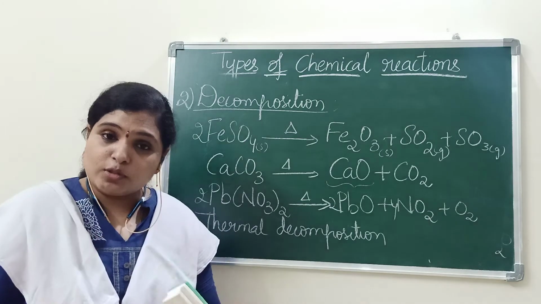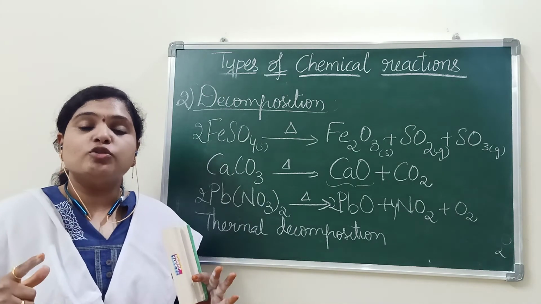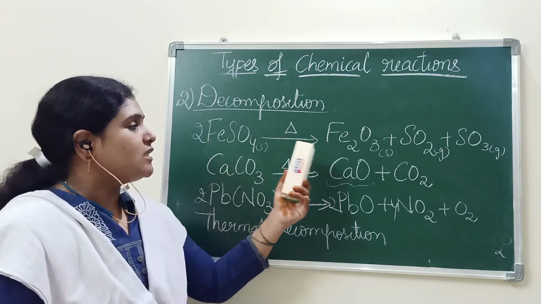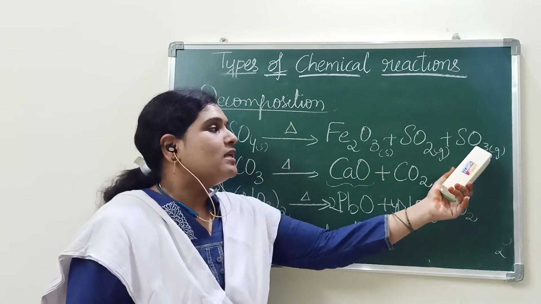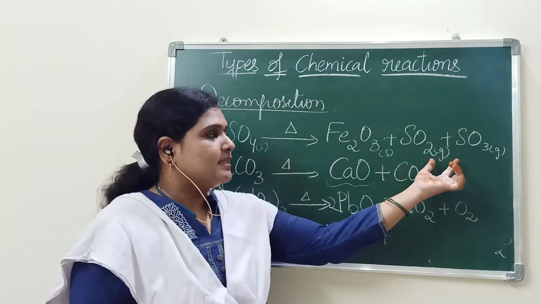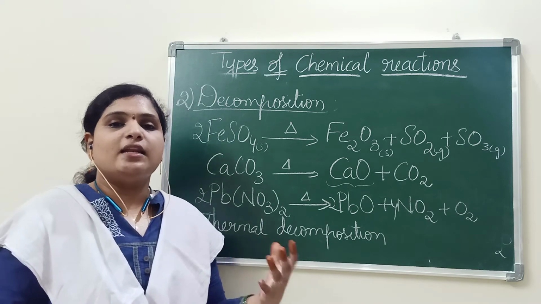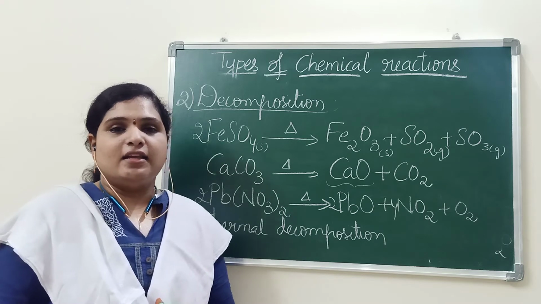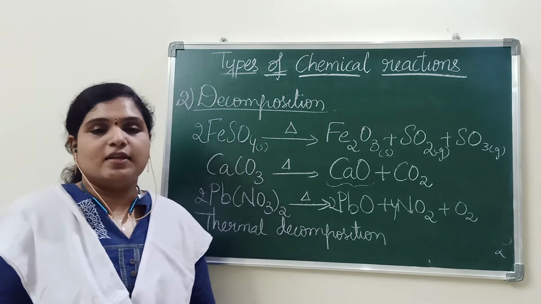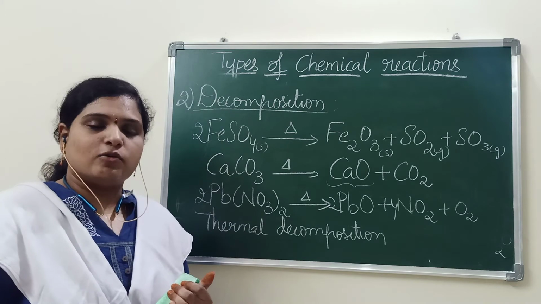Whatever the decomposition reaction may be, on completion it will lead to the production of its constituent parts. If you take FeSO4, it gives Fe2O3, sulfur dioxide and sulfur trioxide. And one more piece of information: these gases are suffocating gases. If we inhale them directly, it will cause uneasiness and difficulty in breathing. That is the point related to sulfur dioxide and sulfur trioxide.